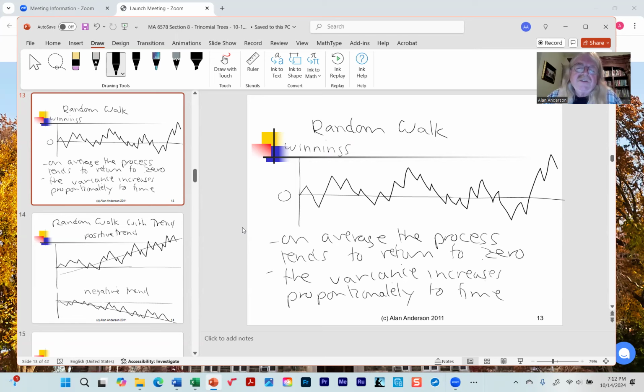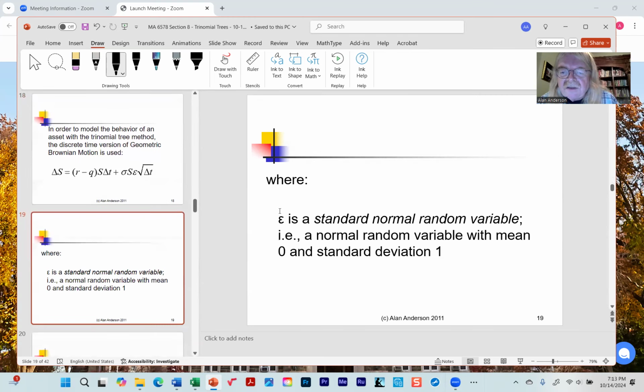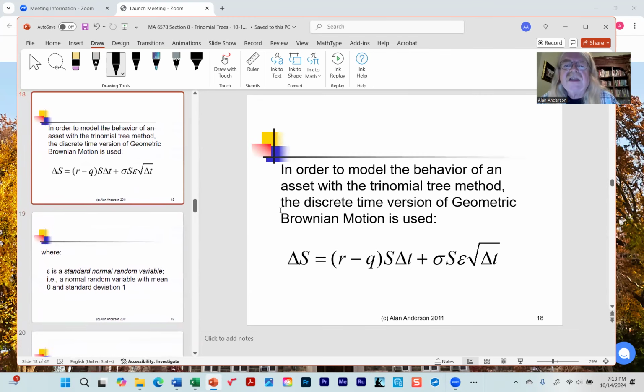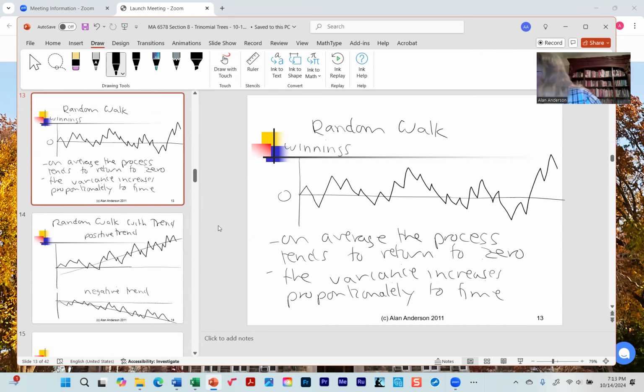So the implication of this is that on average, this process is equal to zero, but the variance of this process increases linearly with the passage of time. I think these are summarized in here somewhere. Basically, the way to look at it is you could write it like this.